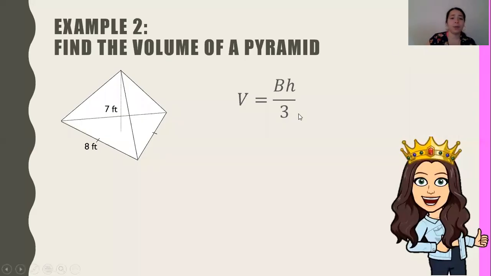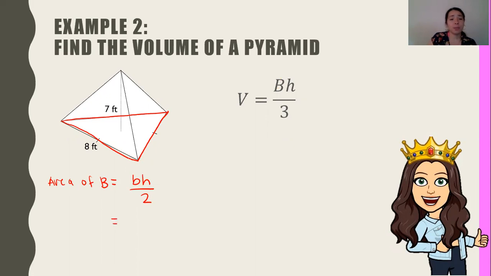Okay. But this one, so remember, for B, you find the area of the base. In this case, notice that our base is a different shape. Our base is a triangle. So I have to look back into my notes and figure out, well, what is the area of a triangle? The area of a triangle is base times height divided by 2.